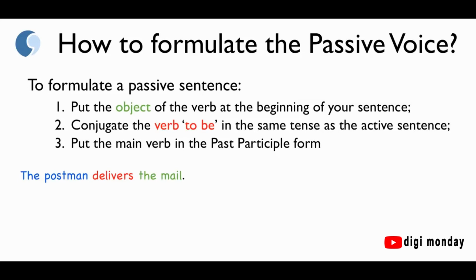the active sentence is the postman delivers the mail. Get rid of the subject. Put the object at the beginning of your sentence. Conjugate the verb to be in the present tense, is, and put the main verb in its past participle form, delivered.